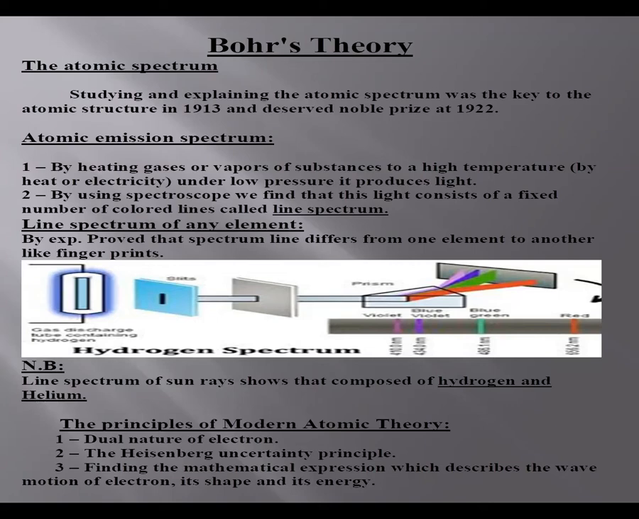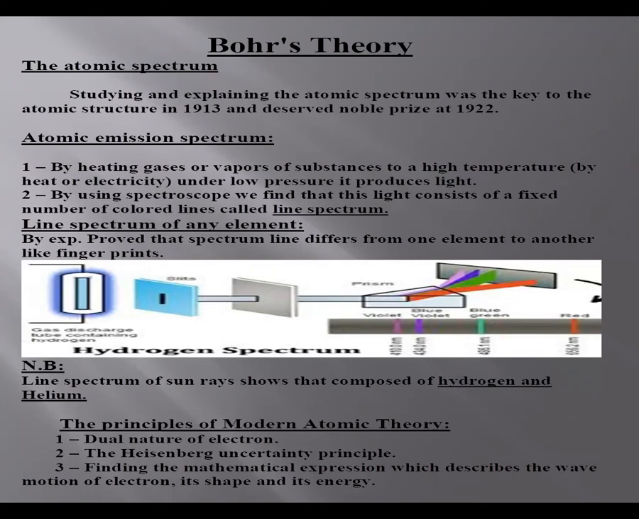Bohr's theory, studying and explaining the atomic spectrum, was the key to atomic structure. And by the way, he deserved the Nobel Prize in 1922 because of the explanation of hydrogen and the concept of the atomic spectrum.